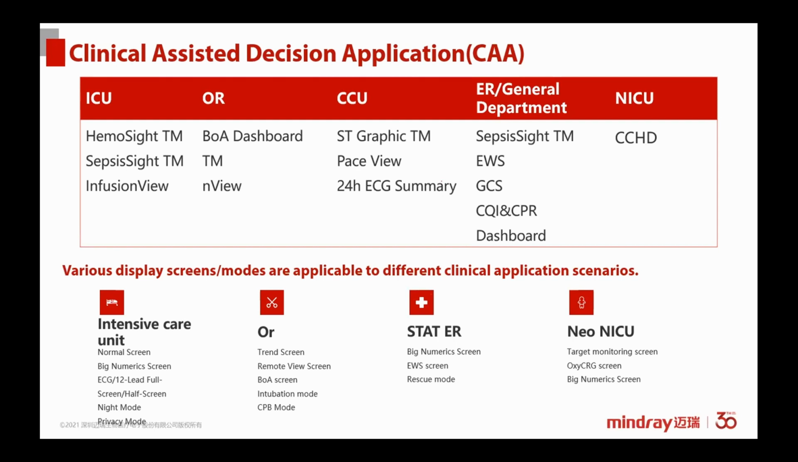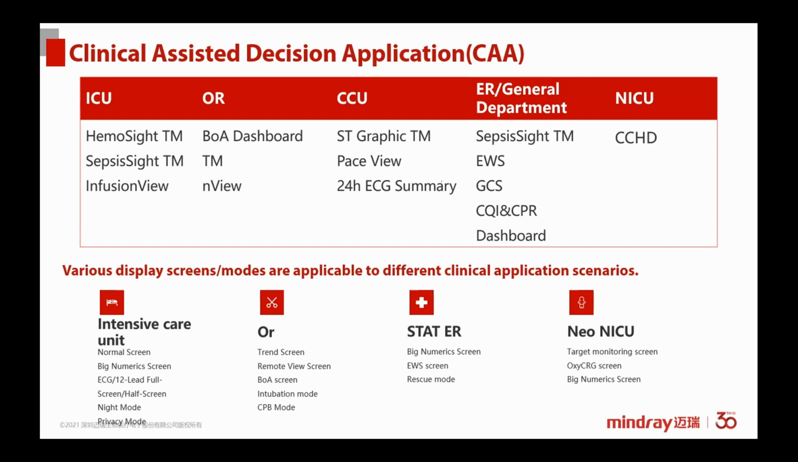For example, in ICU, normally we suggest using the Hemosight, Sepsis Sight, and infusion view. And in OR, we have a BOA dashboard. It is the balance of the anesthesia to show you the 3 stages of the anesthesia. And also we have the N view. In CCU, we have the function of the ST graphic, pace view, and 24 hours ECG summary.